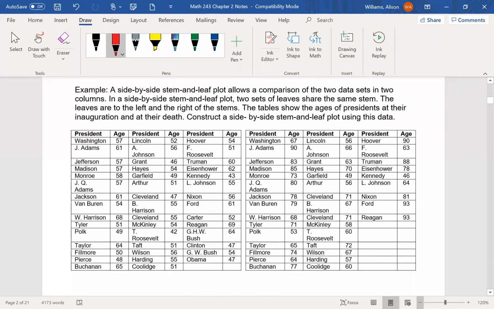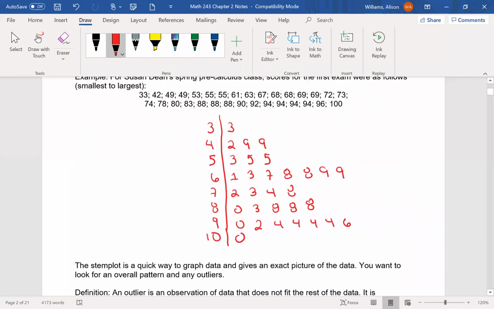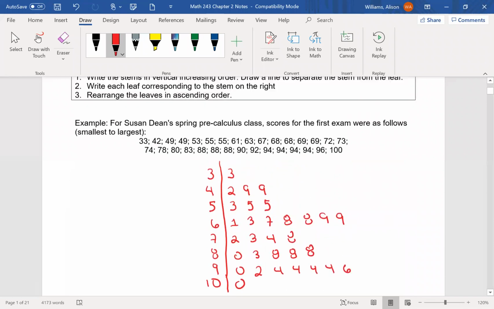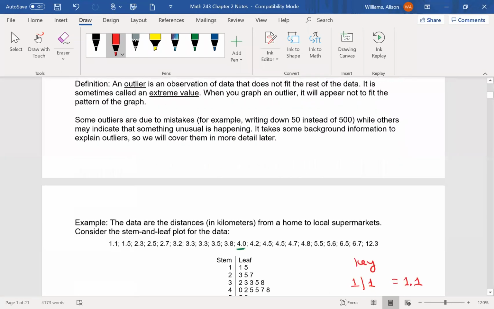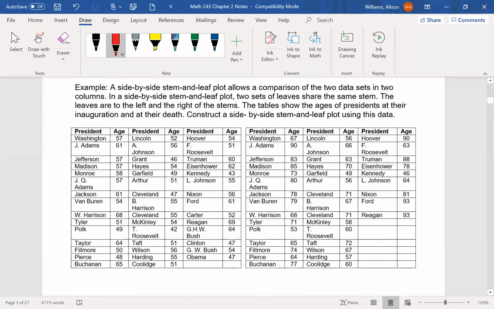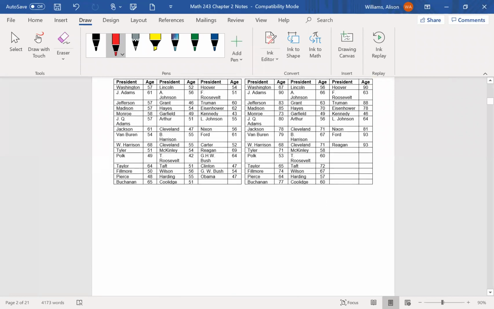Now, this problem, unlike the first one, is not in order. The numbers are not placed in order. And the order does matter. I'm going to scroll back up and point that out, that we do want it in order from smallest to biggest. So see how it says, write the stems in vertical increasing order, rearrange the leaves in ascending order on step 3. So we want it to be in order. And therefore, this will be a great problem for me to show you how you would go through that process. So real quick, I'm going to zoom out so I have some space here.